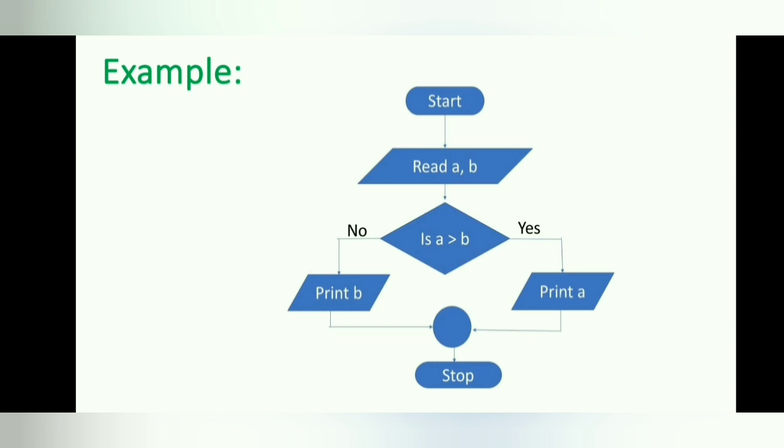The third symbol is a decision symbol which checks whether the value of a is greater than b. If the condition is true, that is, if a is greater than b, then print the value of a. If the condition is false, that is, if b is greater than a, then print the value of b. Finally, all the flow lines are joined with a connector symbol and the flowchart is terminated by a terminal symbol.